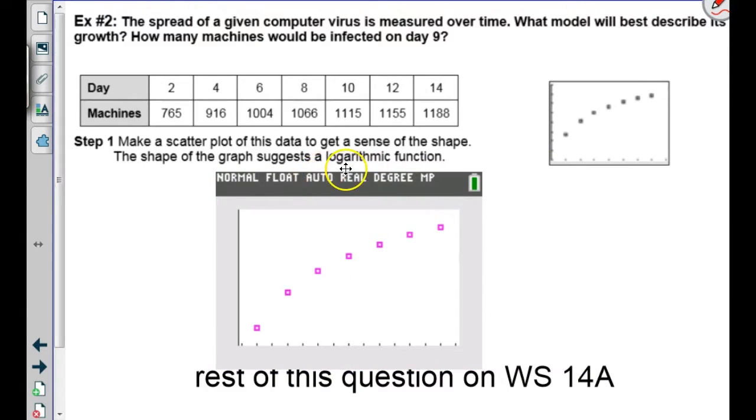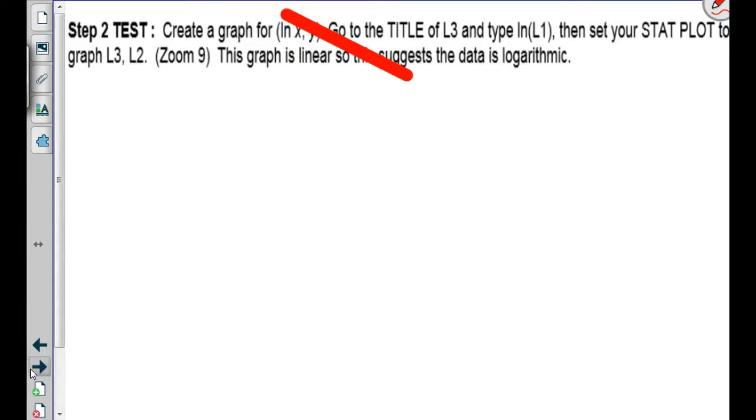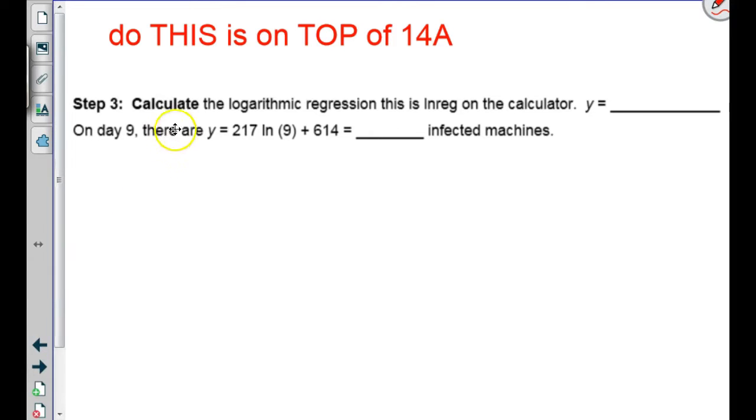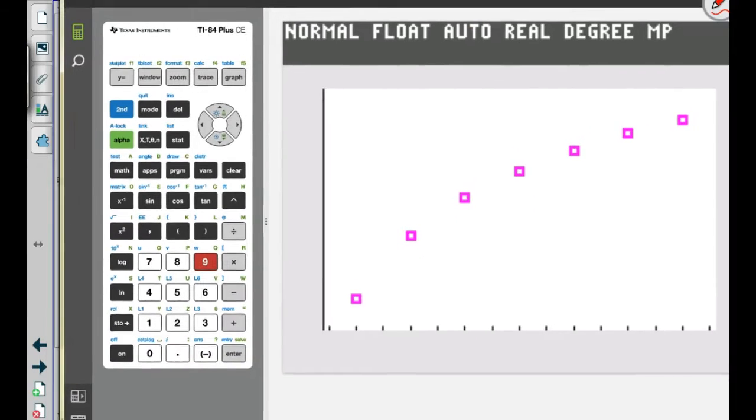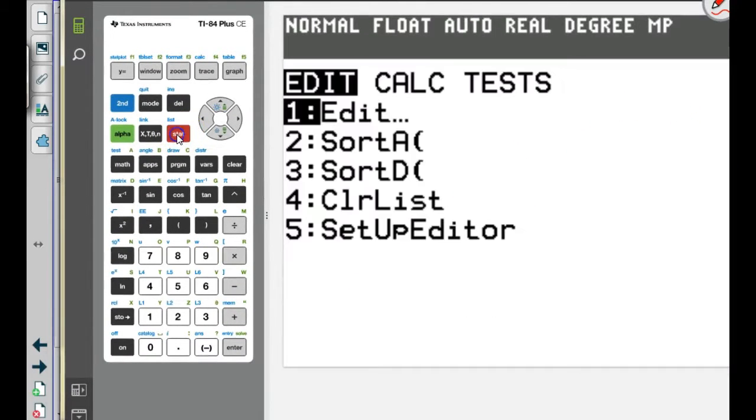And it says suggest a logarithmic, not logistic, okay? So what we need to do, I'm on number 3, step 3, because we're not doing the testing, is calculate the logarithmic regression. And this could be on the quiz, okay? But this is one you have to know from the calculator because it doesn't say logarithmic. Does anybody think they know which one it's going to be?